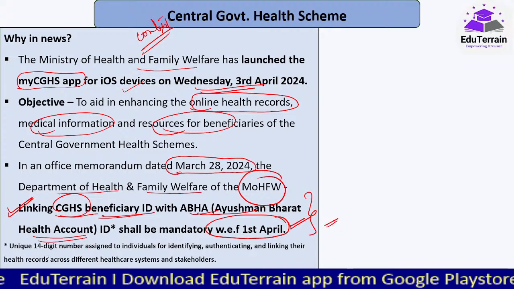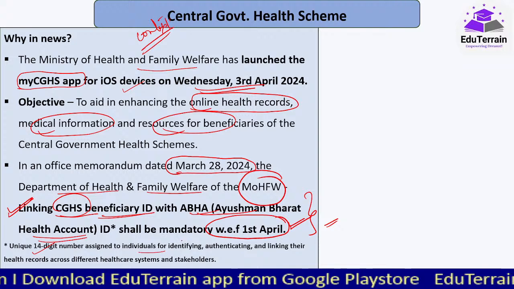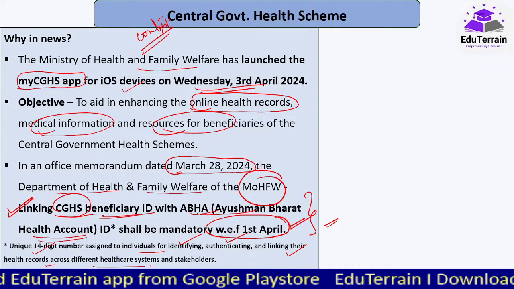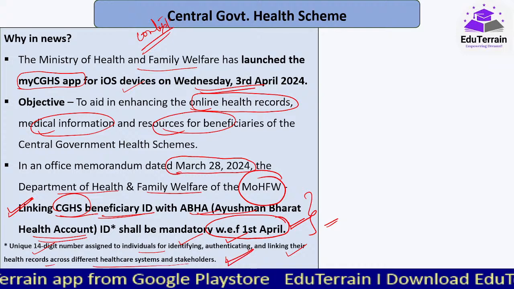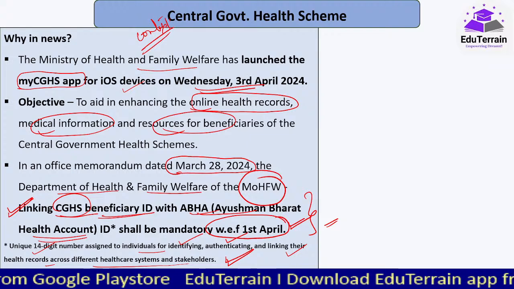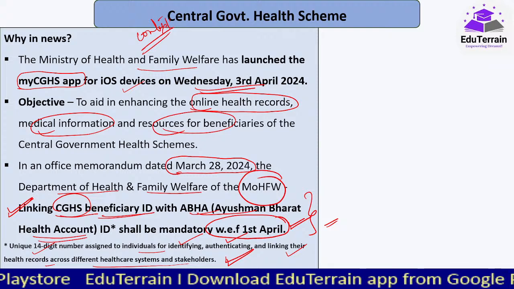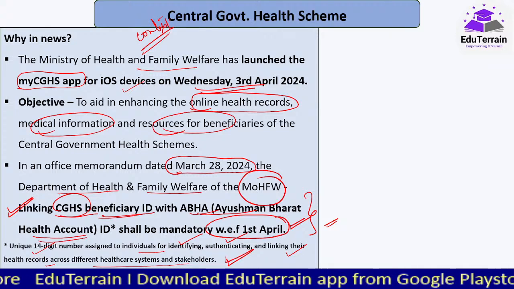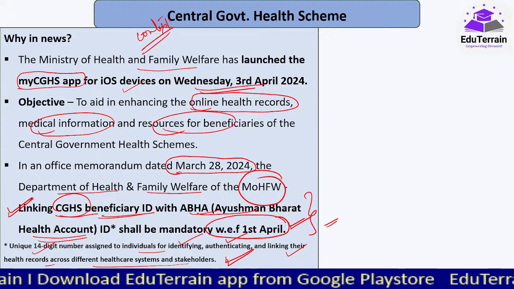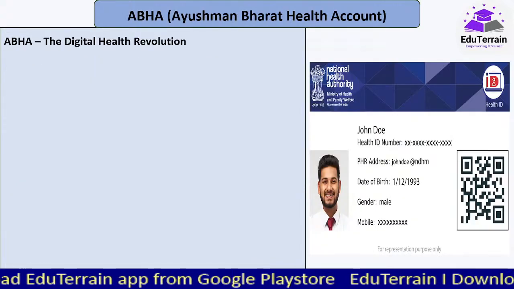Now this ABHA ID is nothing but a 14-digit unique number that is assigned to individuals for identifying, authenticating and linking their health records across different healthcare systems as well as stakeholders. It is a unique ID. Once you register, anyone can register, based on the registration they will provide you with a unique ID, and that will help. Wherever you go, to any hospital, with that ID, whatever your health records are would be available in that. Okay, that would help to look into the records.